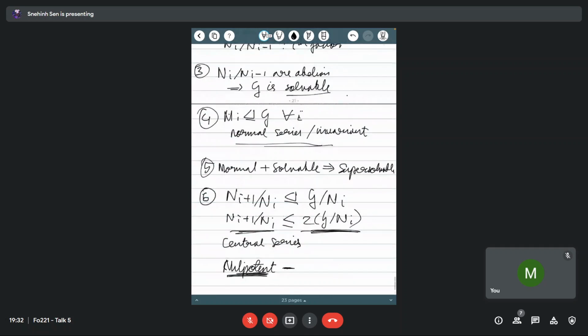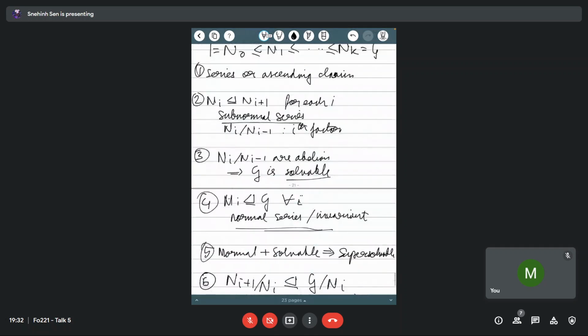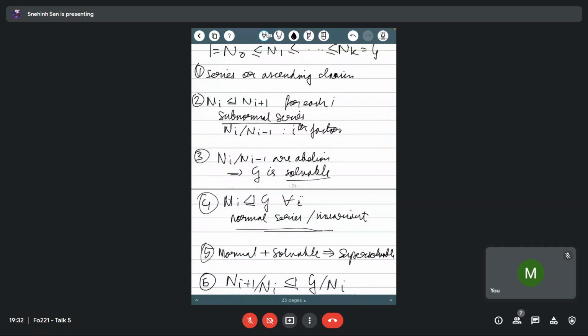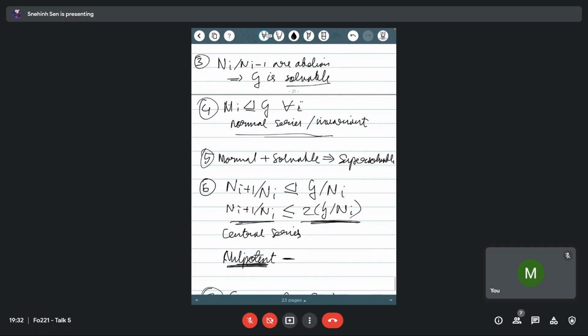The definition of a series is easy. Subnormal series is, I'm just assuming I need to take quotients. So this is the least I must assume. And if the quotients are abelian, best possible, I call G to be solvable. Next, mustering some courage, I want to say I want N_i to be normal in G. Well, that's also possible. Every group has such a series, and such a series is called a normal series. So if the length is maximal, for subnormal we call it composition. For normal we call it chief. And if normal and solvable hold together, we call it supersolvable.